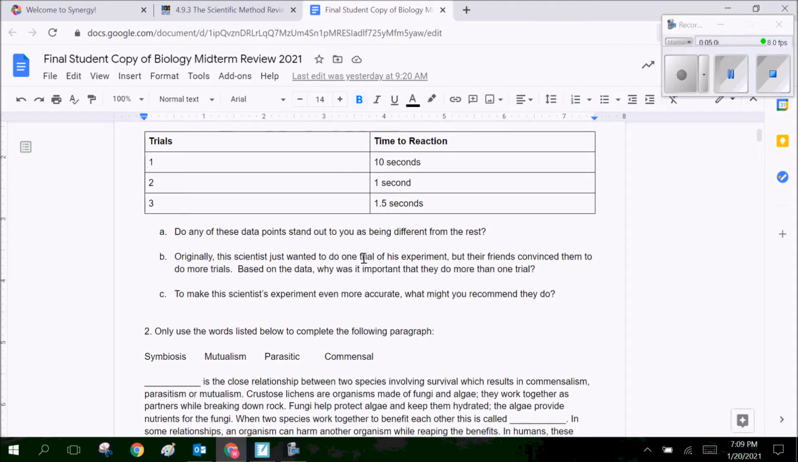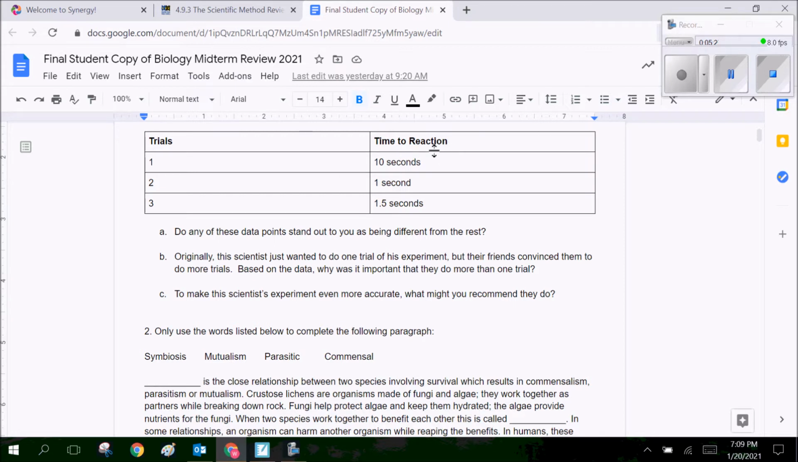Originally, the scientist just wanted to do one trial of the experiment, but his friends convinced him to do more trials. Why was it important that he do that? Well, something funky happened here with the first trial. If he had only done the first trial, he might think it takes 10 seconds to react to something scary, which, think about how long 10 seconds is when you're really thinking about it. I mean, if it was something dangerous, you'd be dead in 10 seconds, right? So that wouldn't be great.